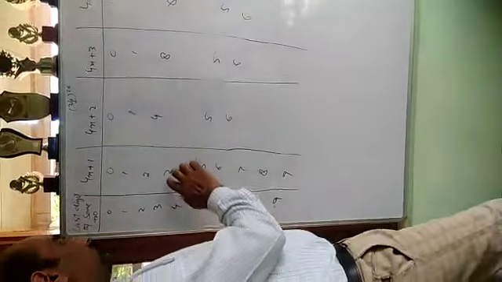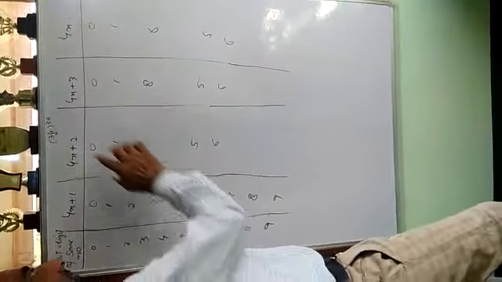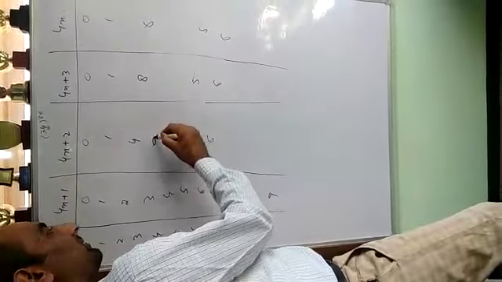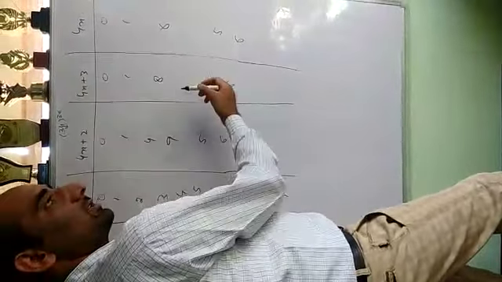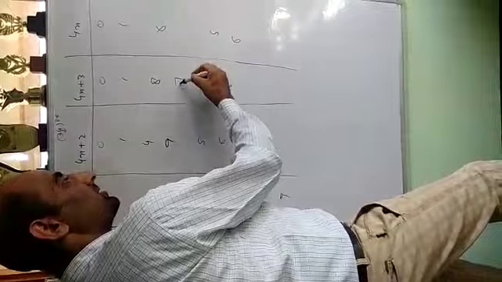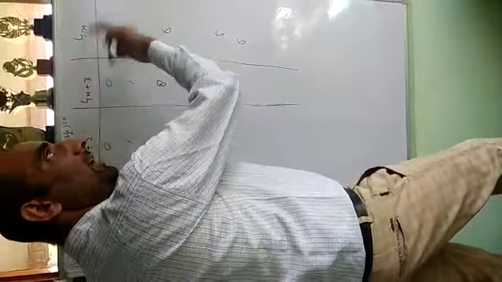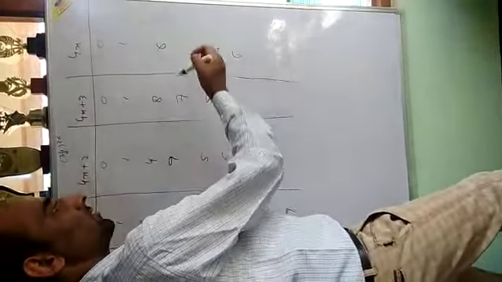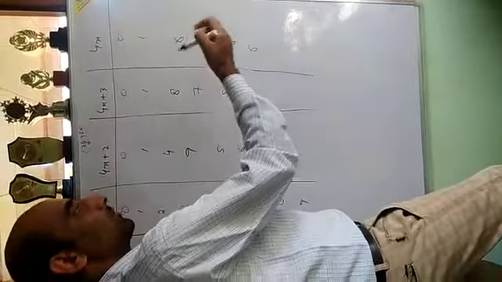Now see here, 3 is repeated 2 times, so 3 into 3 is 9. Now 9 into 3 is 27, so the last digit is 7. Now 7 into one more 3 is 21. The last digit of 21 is 1.